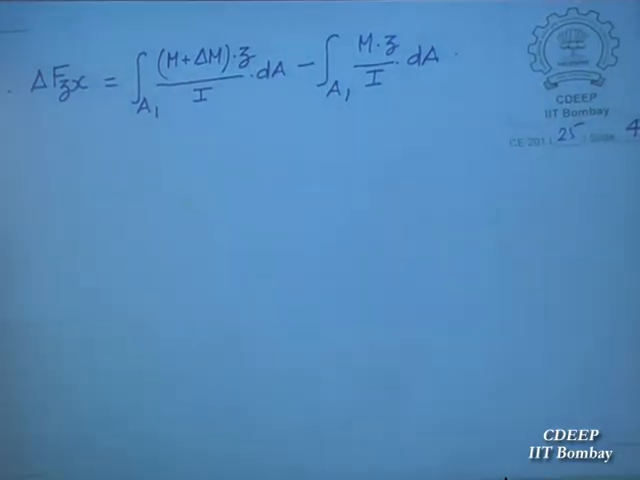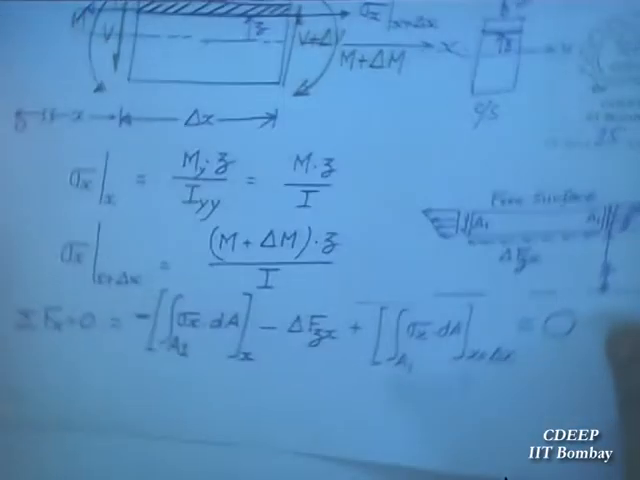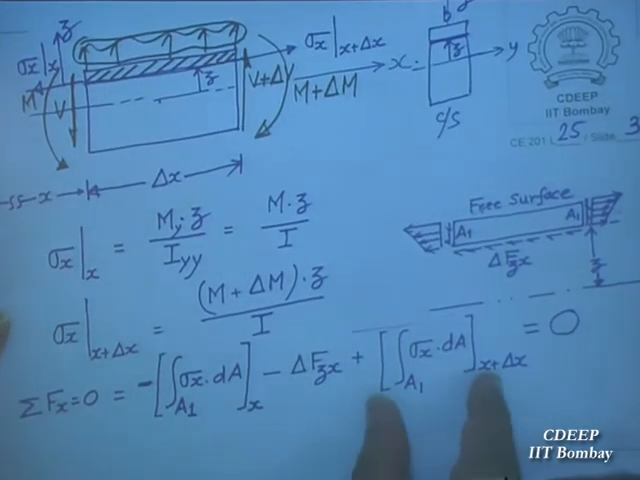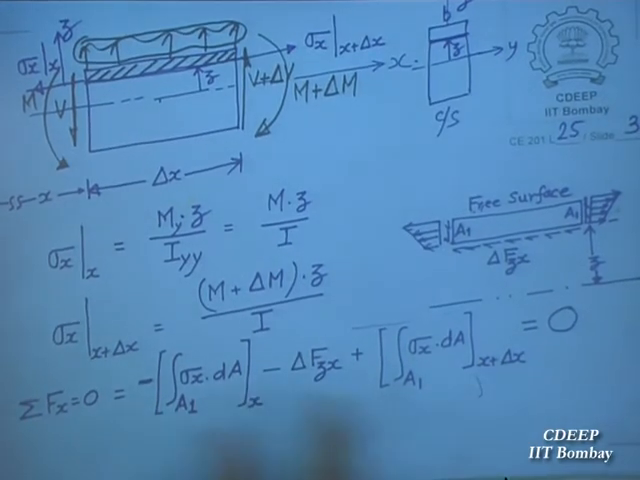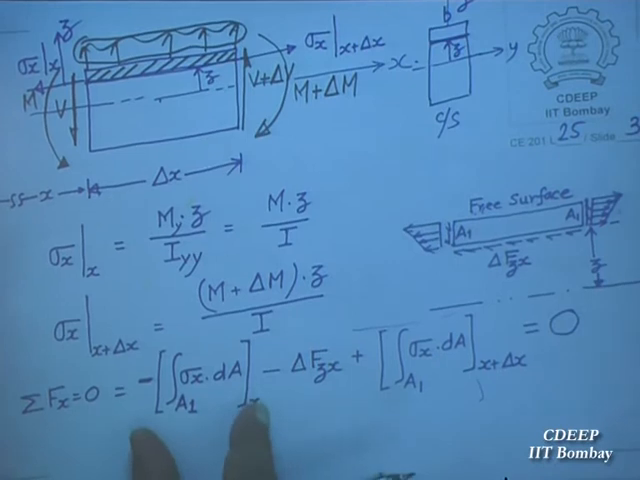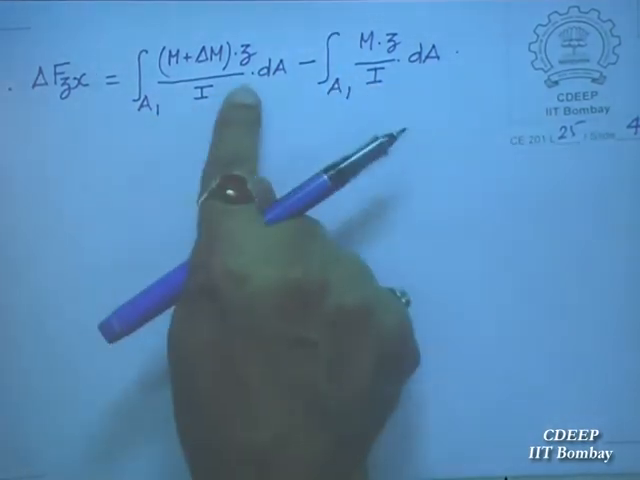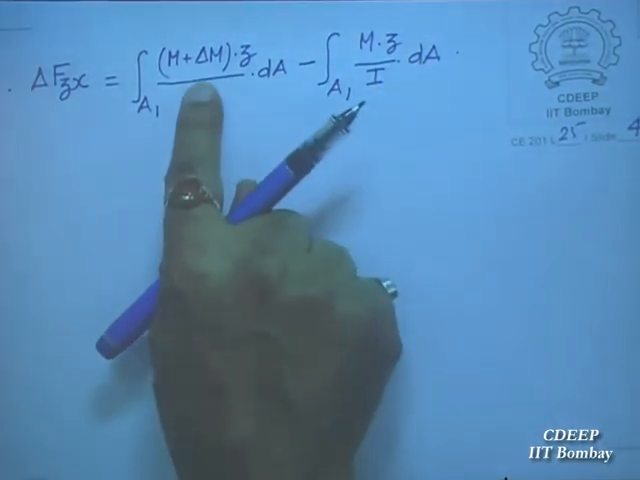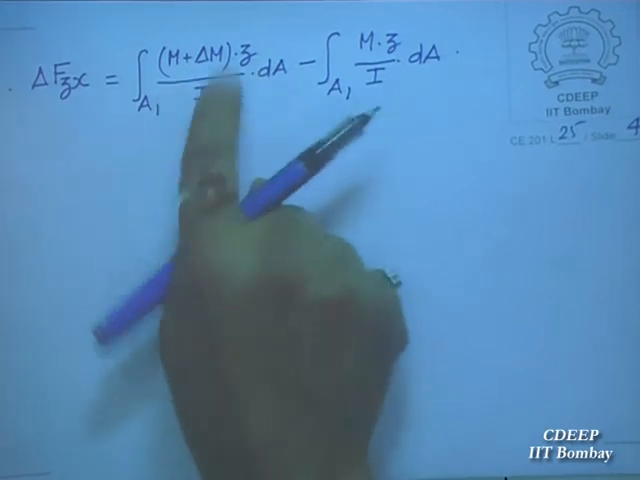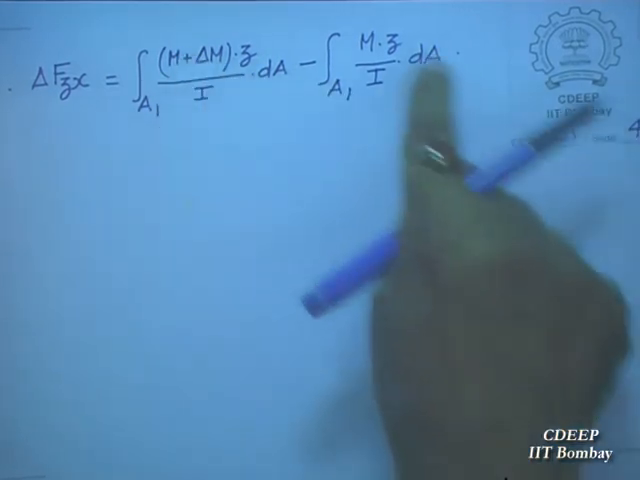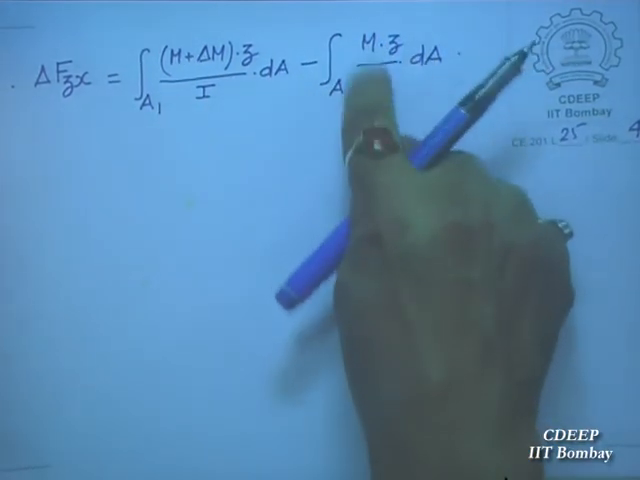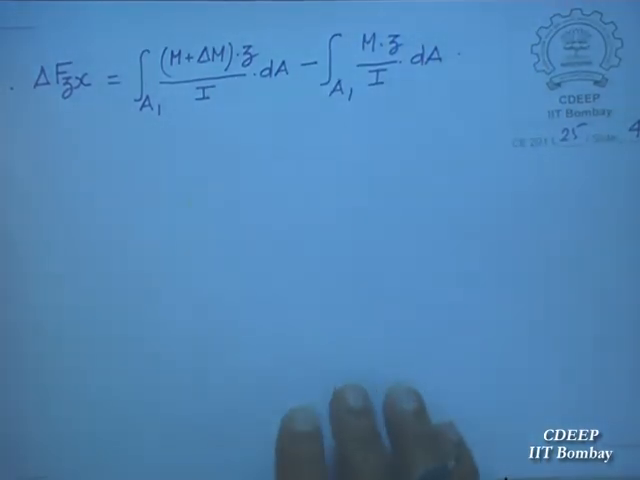Yes, these two, this is plus sign, this is negative sign. So this is x plus delta x, this is at x, negative one is at x. So that is written here, this is at x plus delta x. So I have just substituted the value of sigma x. Sigma x is this, and sigma x at x is this. I have just substituted, nothing else.